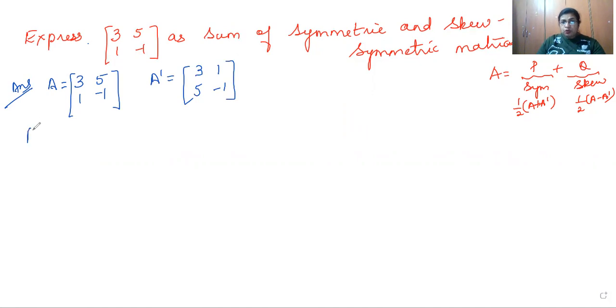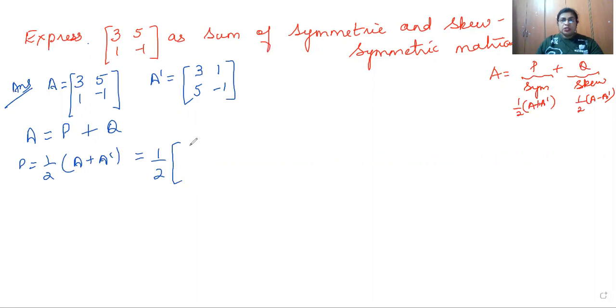Now you are writing A is equal to P plus Q. So who is that P? P is nothing but half into A plus A dash. Write that half. You have A and A dash matrices in front of you, add them. So 3 plus 3 is 6, 5 plus 1 is 6, 5 plus 1 is 6, minus 1 minus 1 is minus 2. Keep it as it is, don't divide by 2. In the last step, I'm going to take out 1 by 2 common.